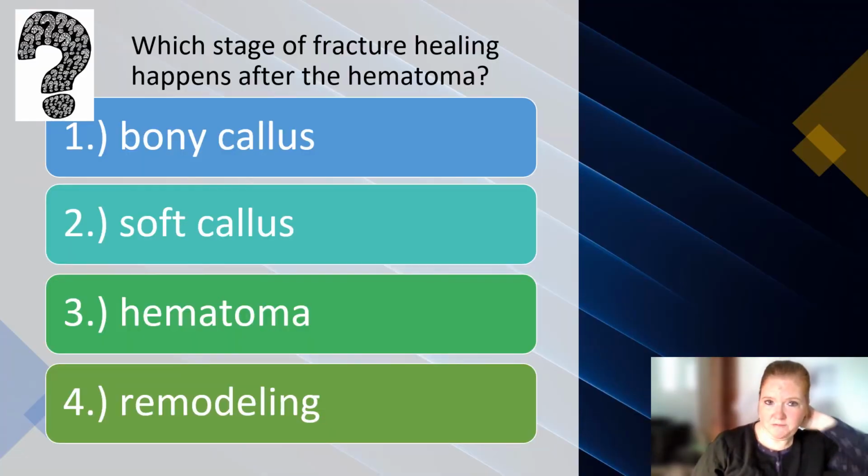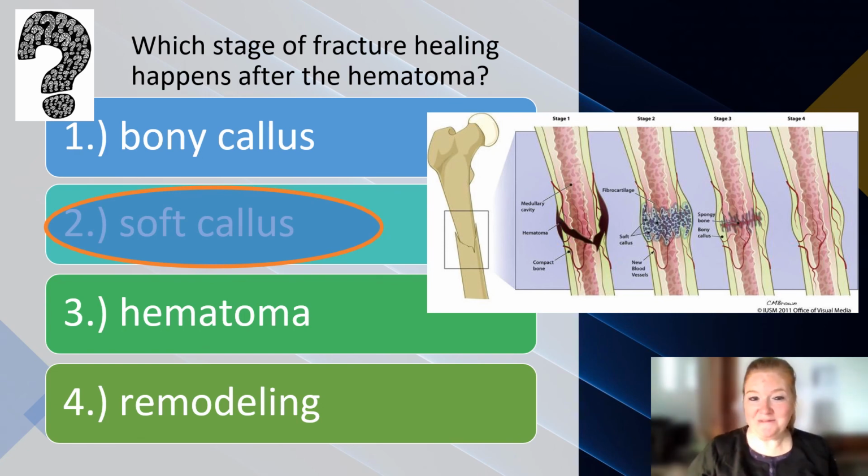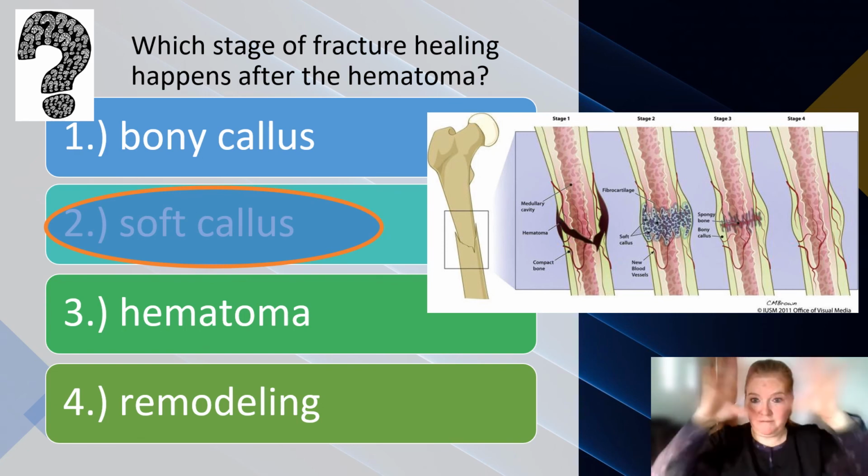So which stage of fracture healing happens after the hematoma? That is the soft callus. All right, that's all of it in a nutshell.